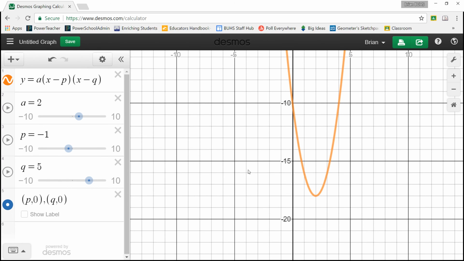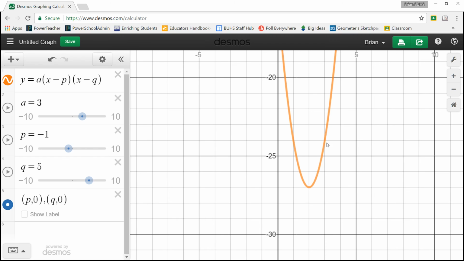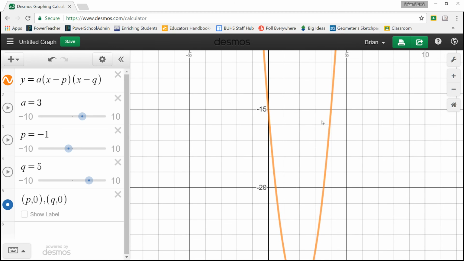But I'm interested in, is the A slope working correctly? So up 2 over 1, up 6 over 1. It's working. How great is that? I love it. Let's change A to 3 and see if A still works. So this is going up 3 over 1, and then up 3 times 3. It should go up 9 from there, landing us at -15. Over 1 right there.